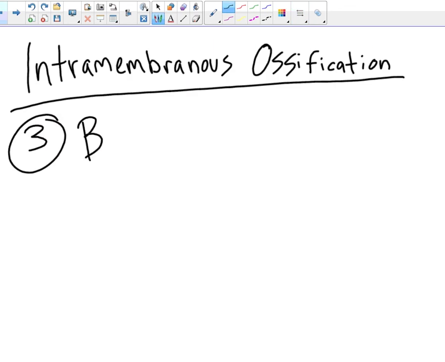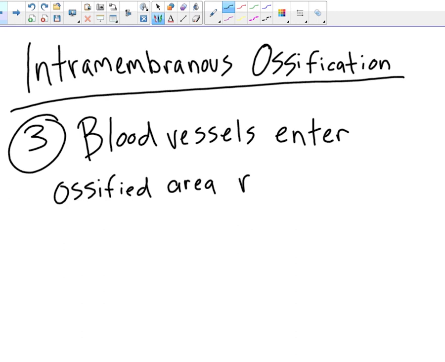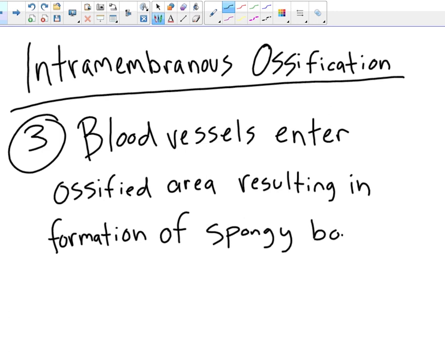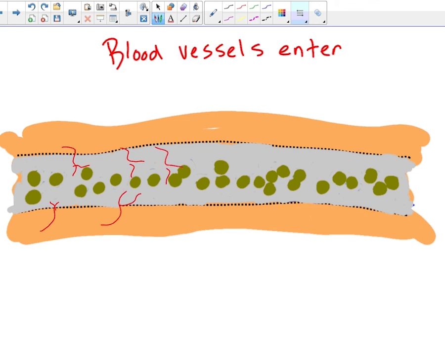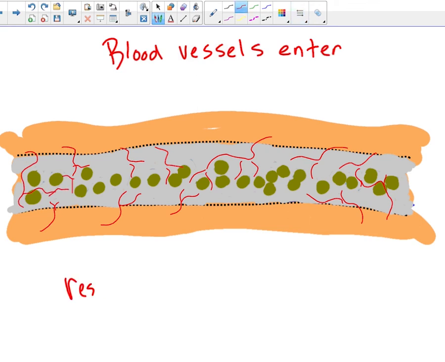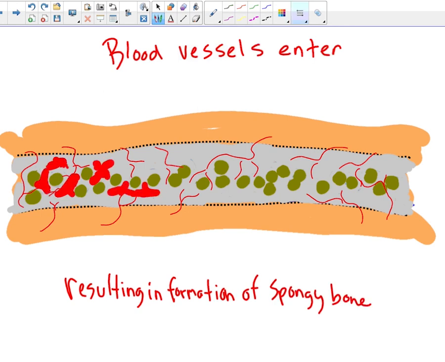Step 3. Blood vessels enter the ossified area, resulting in the formation of spongy bone. Spongy bone is filled with red bone marrow. That's the squishy stuff. In other words, that's the organic matrix of the system. After the blood vessels enter the calcified area, then we see the formation of the spongy bone.